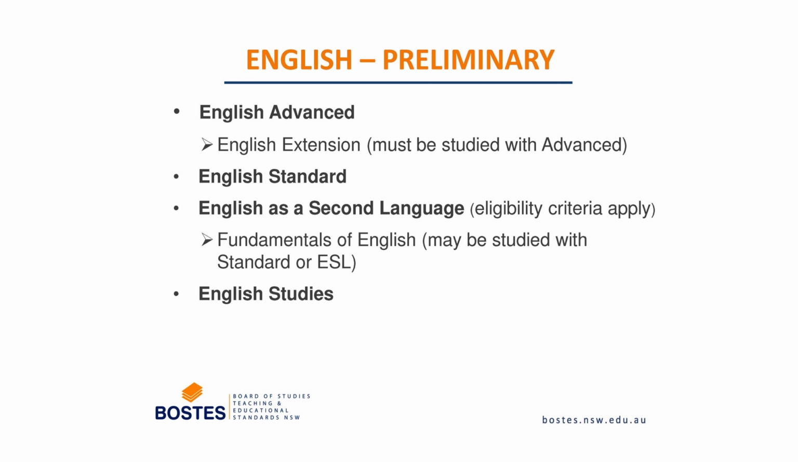So, a couple of key things about individual courses. With English, again, it is compulsory and you must do at least 2 units of English. There are 4 different types, or levels, of English that you can choose from when you're sitting the HSC, both in your preliminary year, as is noted here, and in your year 12 HSC year on the next slide. In your preliminary year, you can choose between English Advanced, English Standard, English as a Second Language, and English Studies. Most schools may not offer English Studies, so you'll probably be choosing from English Advanced, English Standard, and ESL.